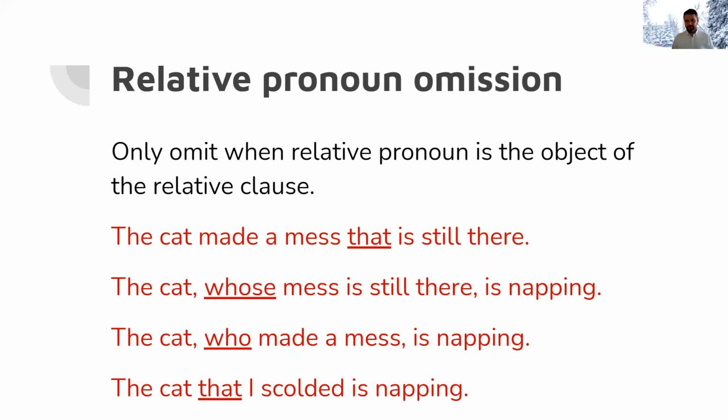In our fourth example, we have the cat is napping, and we have I scolded the cat. And then we replace the cat with that, okay? But that, or the cat, in the I scolded sentence is the object of that clause. So when we combine it, we can delete or omit that relative. We could say the cat I scolded is napping. That's the only instance where we can drop it, when the relative pronoun is replacing the object in the relative clause.